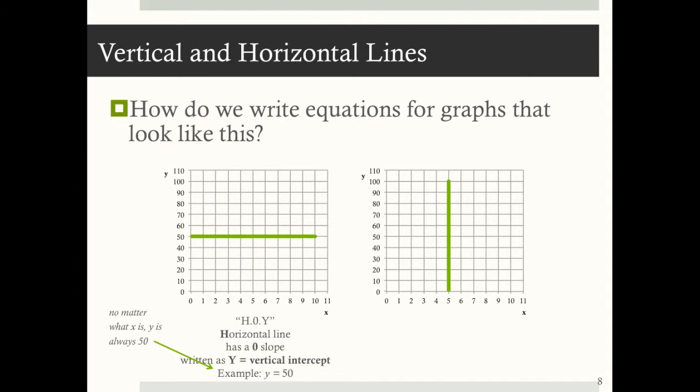Now Vux. Vux is a vertical line. It has an undefined slope. All that means is that when you calculate the change in y over change in x, you're going to get a 0 for the denominator. And you can't divide by a 0. So that's why we say it's an undefined slope. So V for vertical, U for undefined, and we write it as x is equal to the horizontal intercept. So in this example, x is equal to 5. Regardless of what y is, y can be 0 or 100, x is always 5.